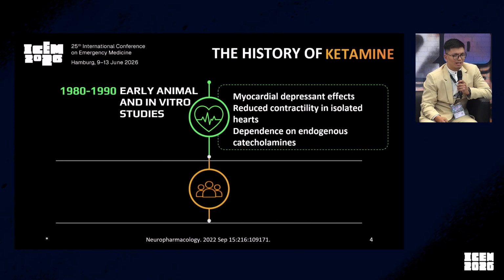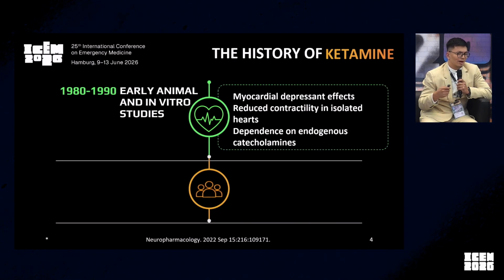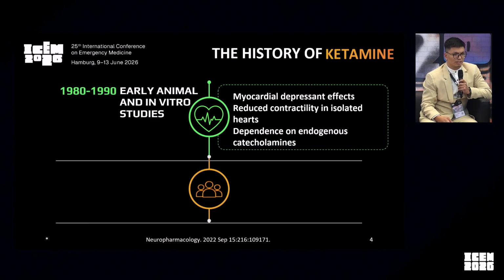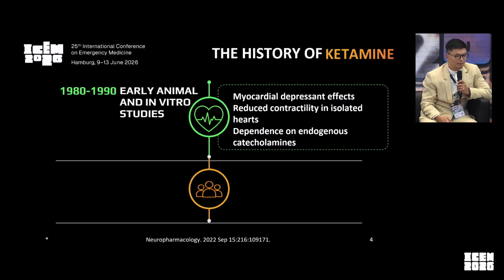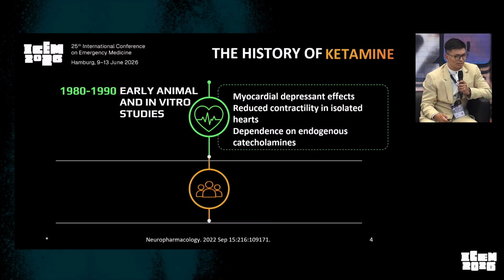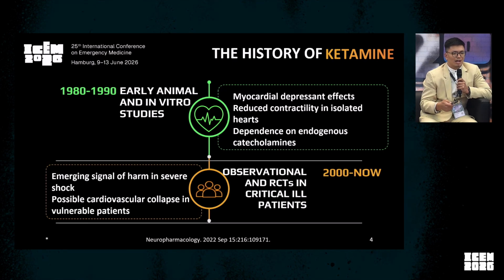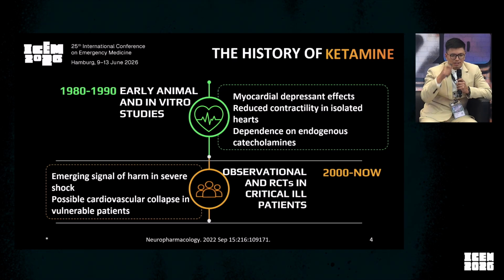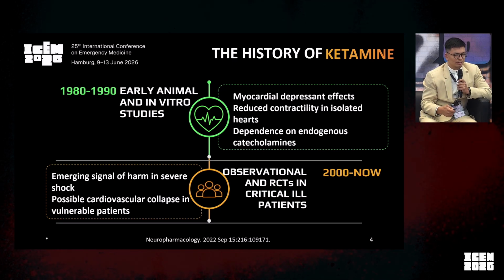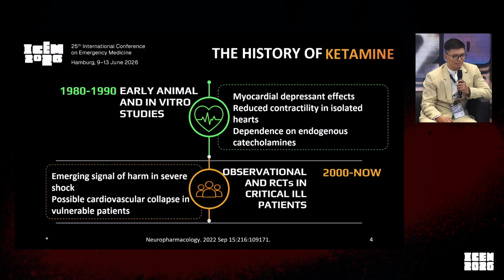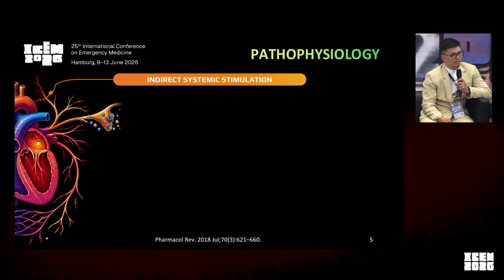But after that, in the 80s and 90s, a lot of articles and studies started to appear. Early animal and in vitro studies found that ketamine could have myocardial depressing effects, reduced contractility in isolated heart and human atria, and that these effects depend on endogenous catecholamines. And from this, some observational studies and RCTs in critical care patients started to appear, with an emerging signal of harm in severe shock patients when you use ketamine.